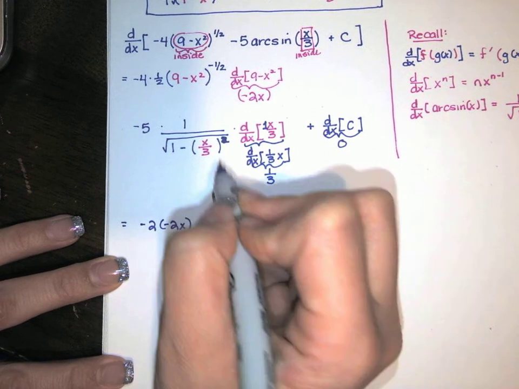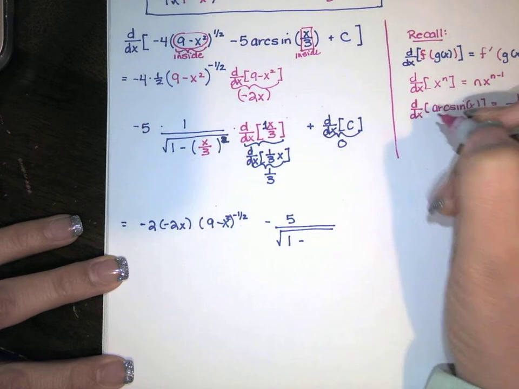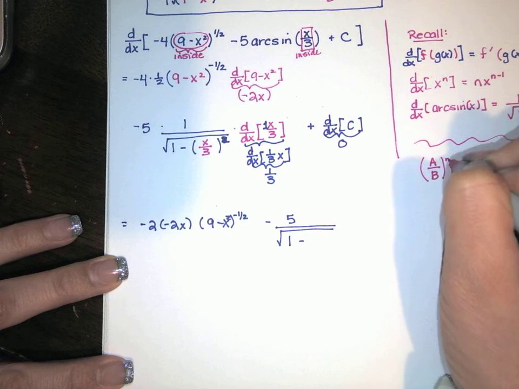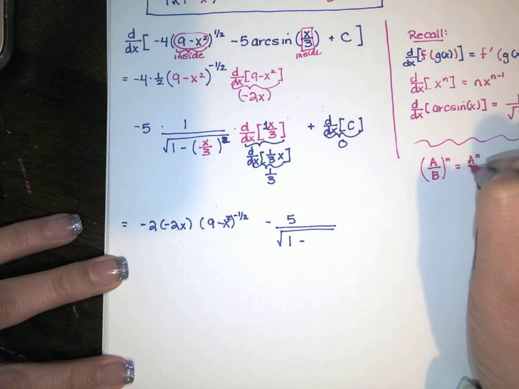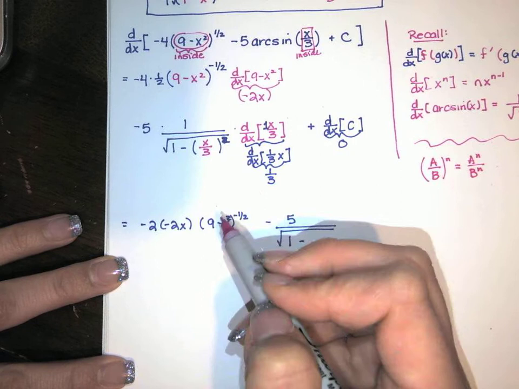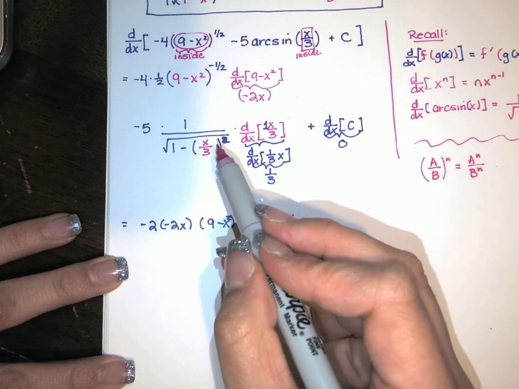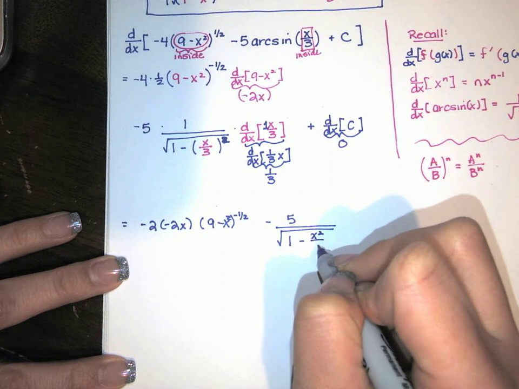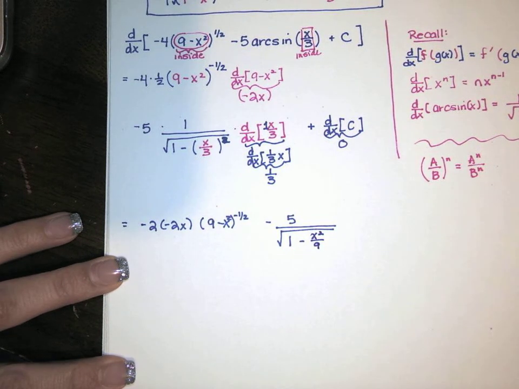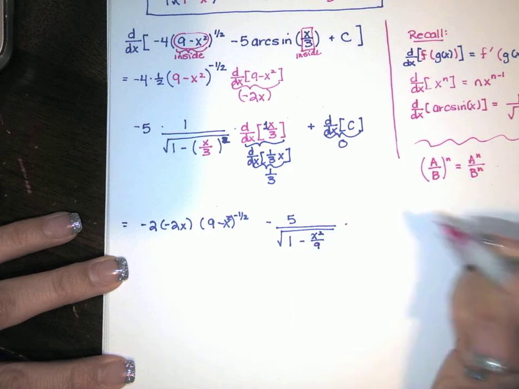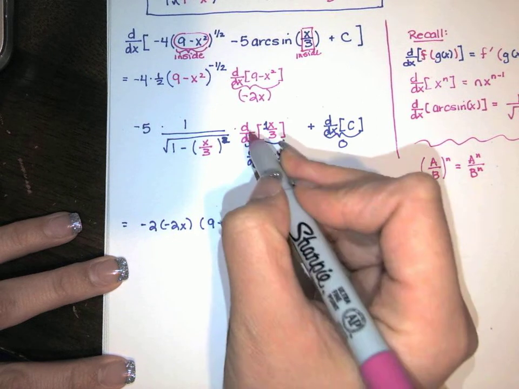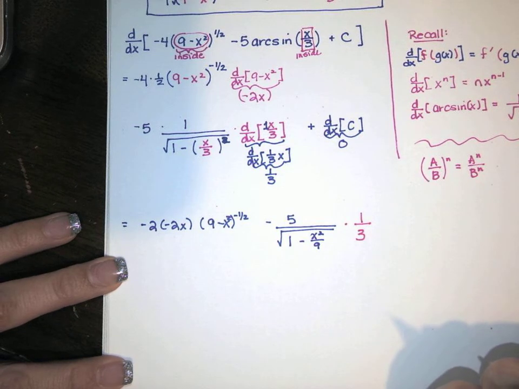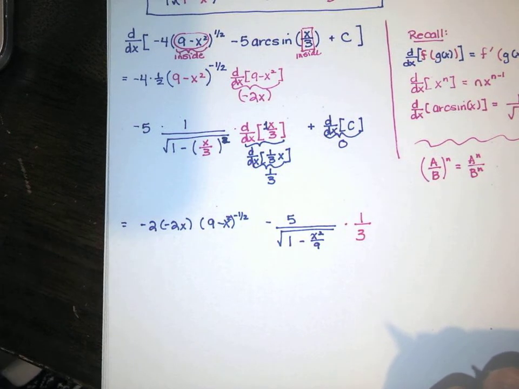Now I've got 1 minus, if you've got a fraction squared, remember, anytime you've got a over b raised to the n, you can apply that n to everything inside. So if I've got x over 3 squared, that's the same as x squared over 3 squared, which is 9. And we're taking all of that, and we're multiplying it by 3. Or excuse me, not 3, 1/3. And that's our answer. It's still not simplified.